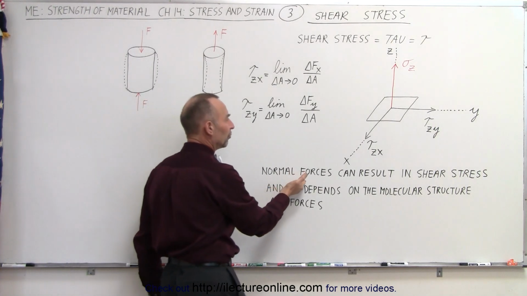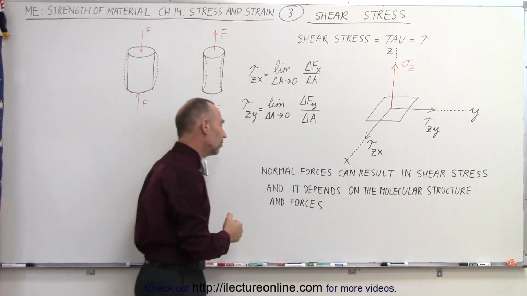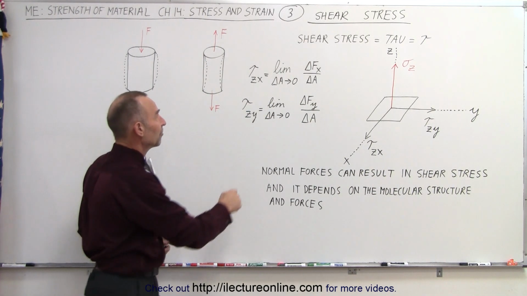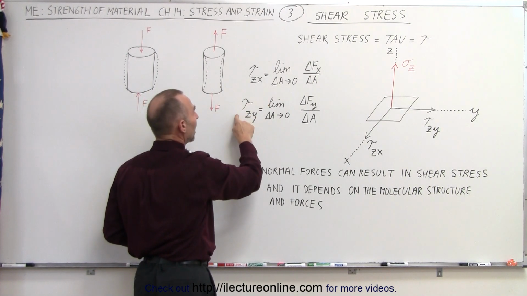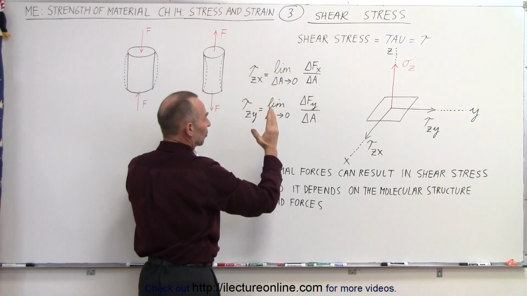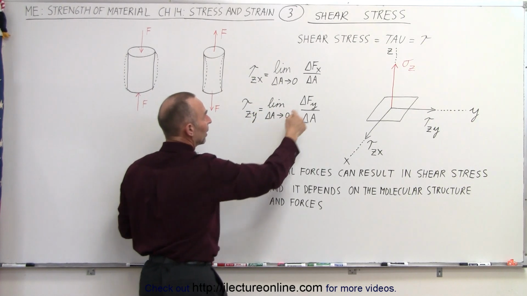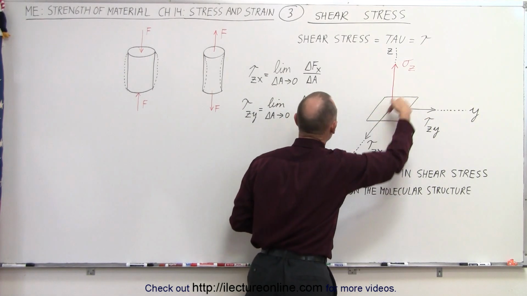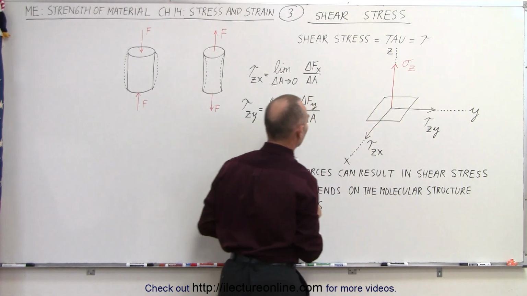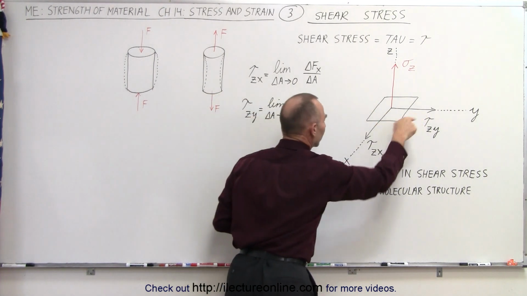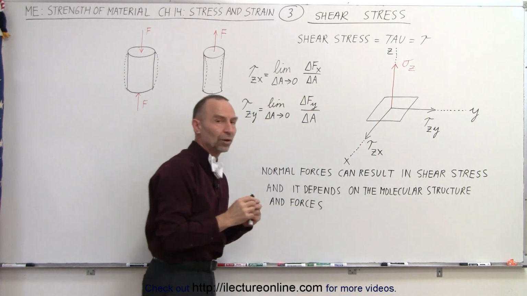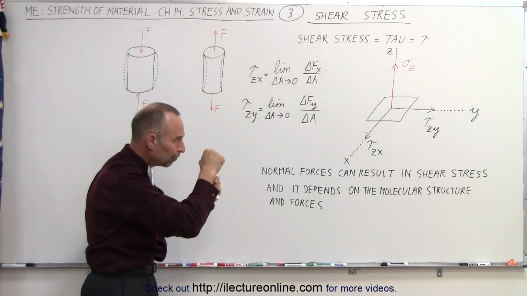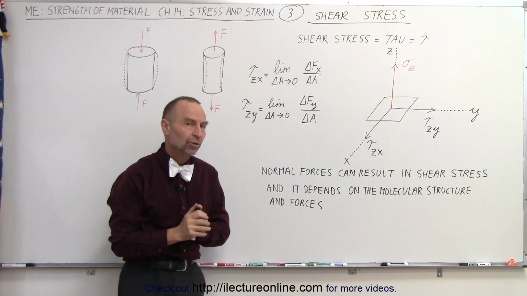So remember that normal forces can result in shear stress, and it depends on the molecular structure and the molecular forces inside the material. The definition of tau zx and tau zy is the limit as the cross-sectional area that we consider shrinks down to 0, and that gives you the ratio of the force in the x direction divided by the shrinking cross-sectional area, and the ratio of the force in the y direction as the delta A shrinks. Of course, what we do then is that ratio will approach a constant as we shrink it down to a particular point within the cross-sectional area of the material.